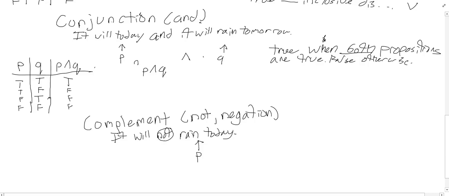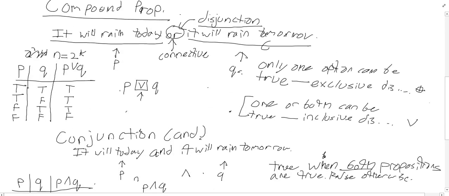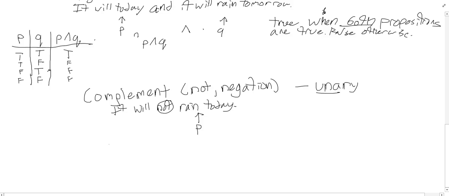Because it only operates on one proposition, we call this unary, as in one. These other two up here, the disjunction and the conjunction, are examples of binary connectives. Bi for two. They have two propositions associated with them instead of just one. So because we just have our one propositional variable here, P, our truth table is going to have how many rows?